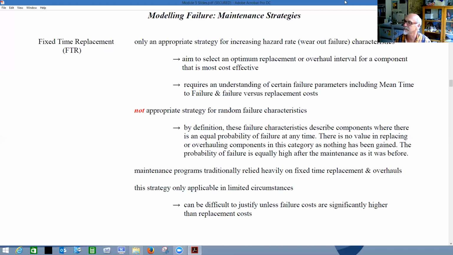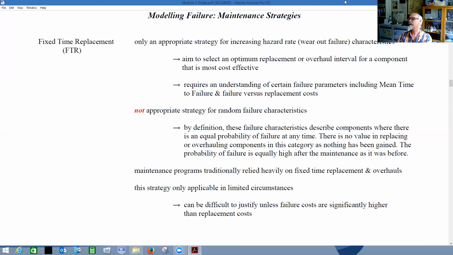Now, the fixed time replacement is not an appropriate strategy for random fail characteristics, because if you've got random processes, by definition that failure will just happen, because it's random to some sort of probability failure rate. There's no value in replacing or overhauling components in this category, as nothing has been gained. If you've got a random failure occurring, the probability of failure is equally high after the maintenance as it was before, because it's random.